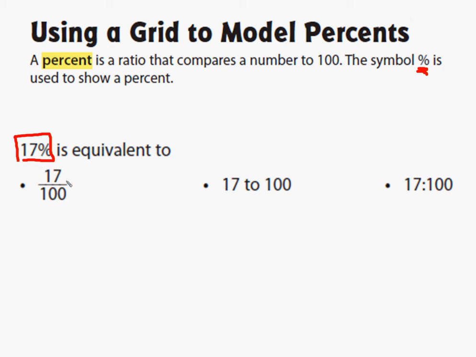So if something's 17% off, then 17 cents out of every 100 cents, or about out of every dollar, gets taken out. The ratio can also be written like this or like this.